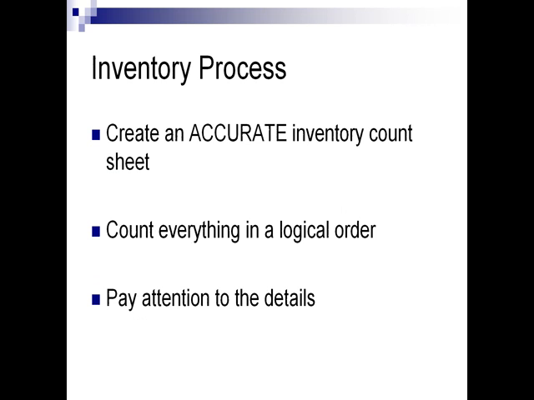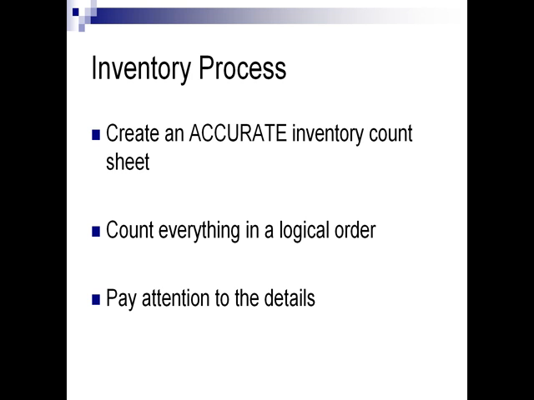All right, so when we're doing a physical inventory, the first thing we want to make sure of is that we have an accurate inventory count sheet. So I say accurate. It should have every product that we stock on the sheet. Sometimes it doesn't, and that's where we get into counting in a logical order. But it needs to be very accurate. It should have the case number, or the product number. It should have the case size.